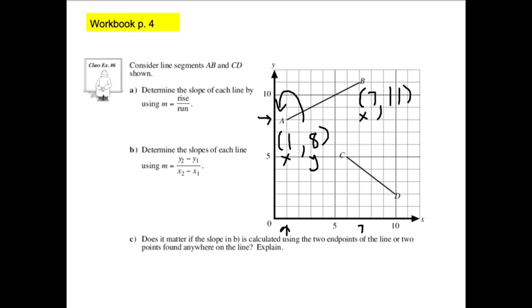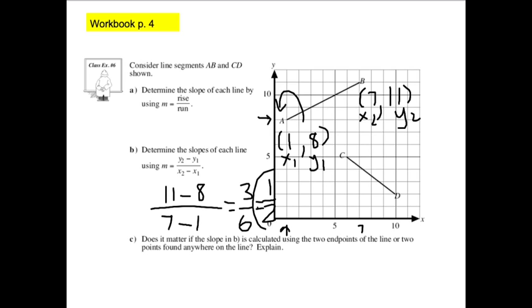So I'm just going to label these. This is going to be x and y and x and y. I'll say that this is x1 and this is y1. This is x2 and y2. From there, it makes it a bit easier to put into the formula. So y2 is going to be 11 minus y1, which is 8, all over x2, which is 7, minus x1, which is 1. Alright, now that we can subtract these, 11 minus 8 is 3, 7 minus 1 is 6, 3 over 6 is equal to 1/2, which you should remember was our slope from the rise over run formula.